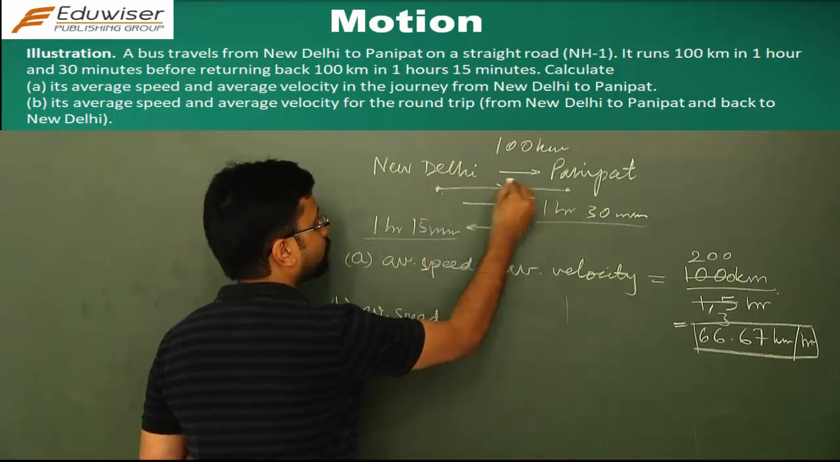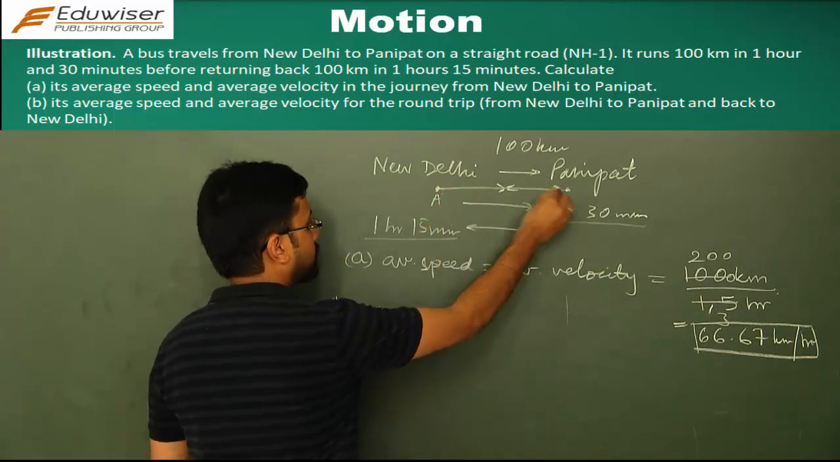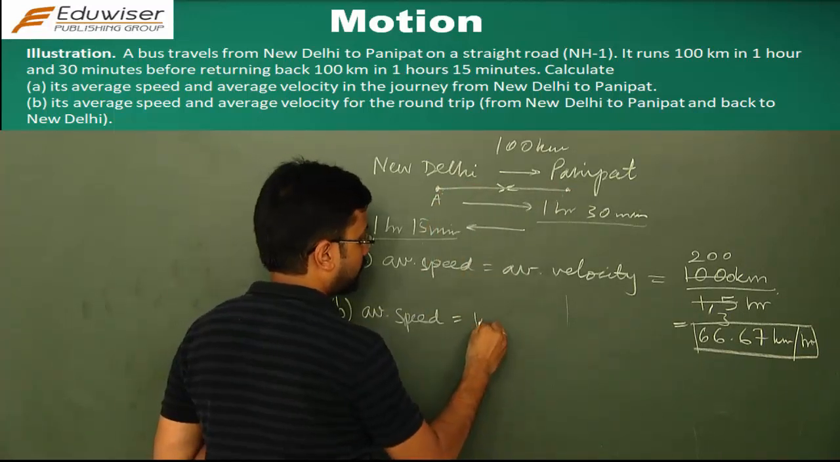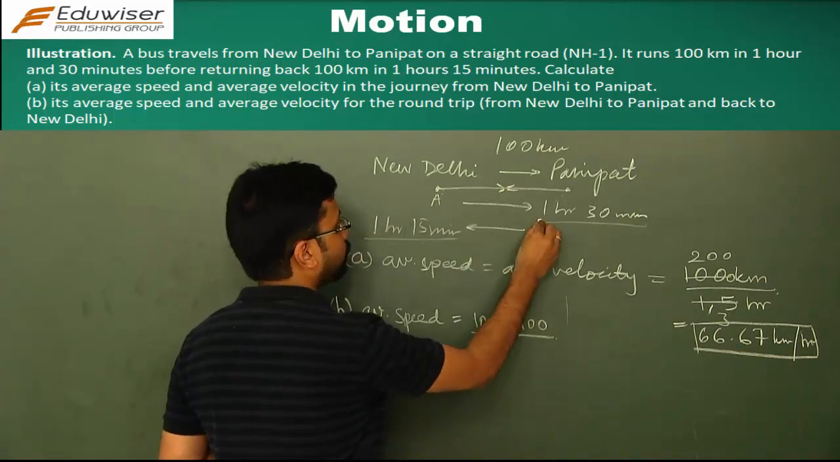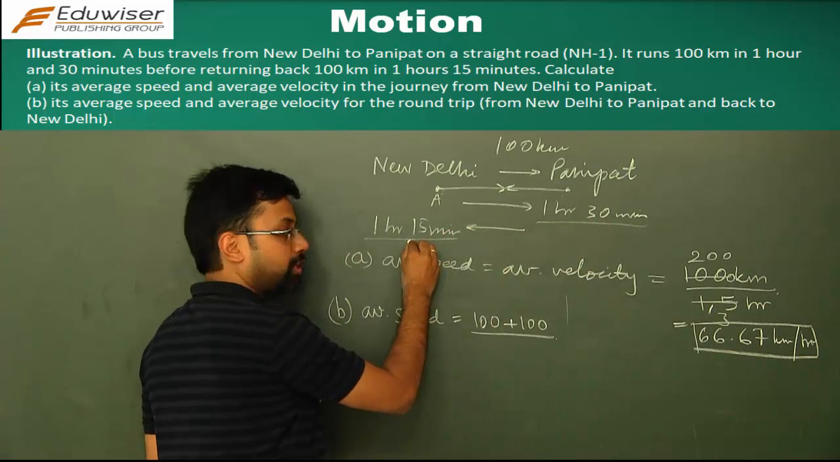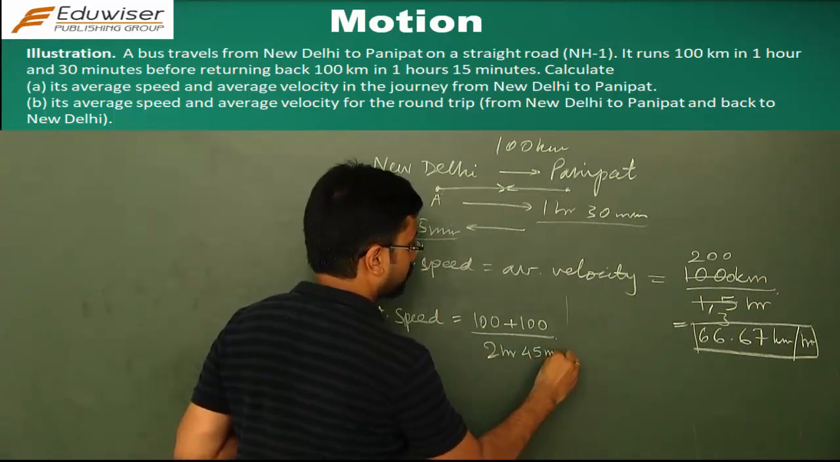And what will be the average speed for the round trip? Round trip is going from New Delhi to Panipat and coming back from Panipat to Delhi. So in this case, the distance is equal to 100 plus 100, and the time is going to be 1 hour 30 minutes plus 1 hour 15 minutes. So 2 hours 45 minutes is going to be the time.